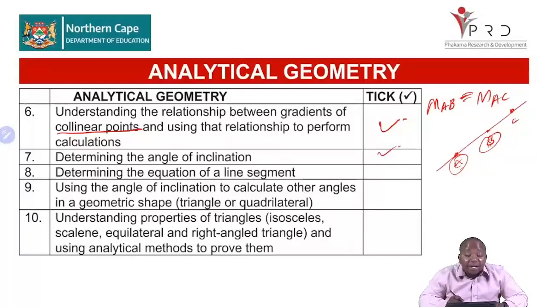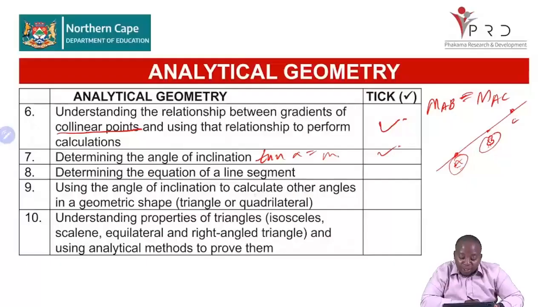Determine the angle of inclination. So you must be able to find that angle of inclination. Remember, in most cases here, we are working with tan theta equals the gradient of that line, the line of that inclination. Then you must be able to determine the equation of a line segment. So here we're working with a straight line. So be able to find the equation of a line where y equals mx plus c.